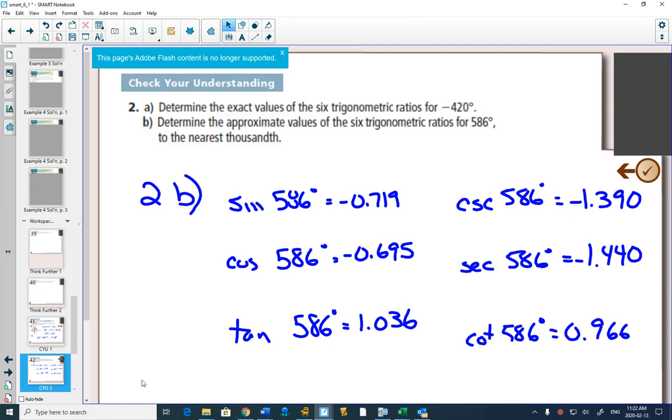Couple other things to notice. Does it make sense that if sine is negative, cosecant is negative? That if cos is negative, secant's negative, tan is positive, cotangent's positive.